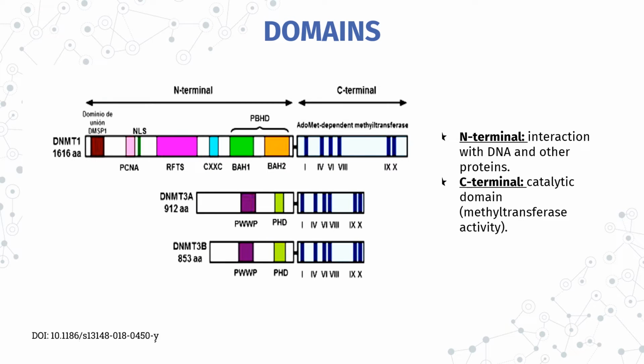DNMTs consist of a regulatory domain, the N-terminal, and a catalytic domain containing the conserved domains between DNMTs. The N-terminal differs in size between DNMTs and is responsible for interaction with DNA and other proteins. The domain present at the C-terminal is called SAM. DNMTs obtain the methyl group from SAM and transfer it to cytosine.